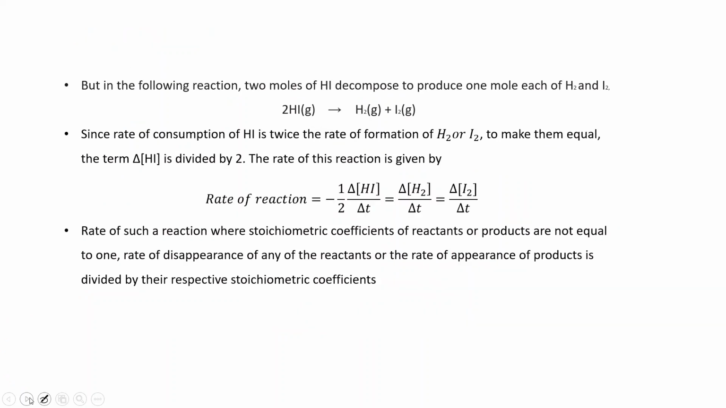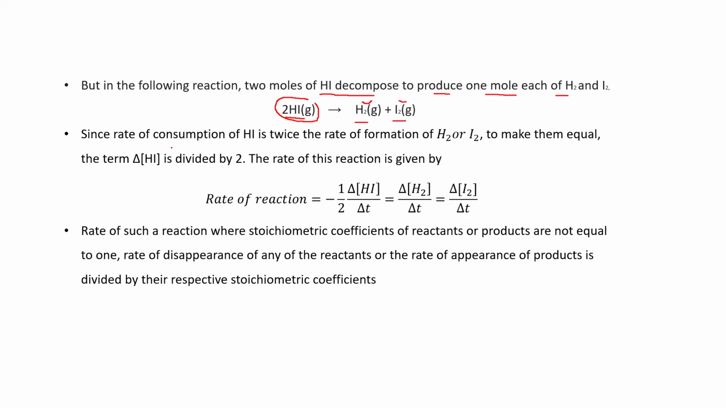But if the stoichiometric coefficients are not the same, then what will happen? And how can we express the rate of reaction? See this equation. In this case, 2 moles of HI decompose to produce 1 mole each of H2 and I2. Like see, 2HI gives H2 plus I2. Now what is the meaning of this? We can say when 2 moles of HI decompose, they produce 1 mole of H2 and 1 mole of I2 in the same time interval. It means the rate of disappearance of HI is twice the rate of appearance of H2 and I2.